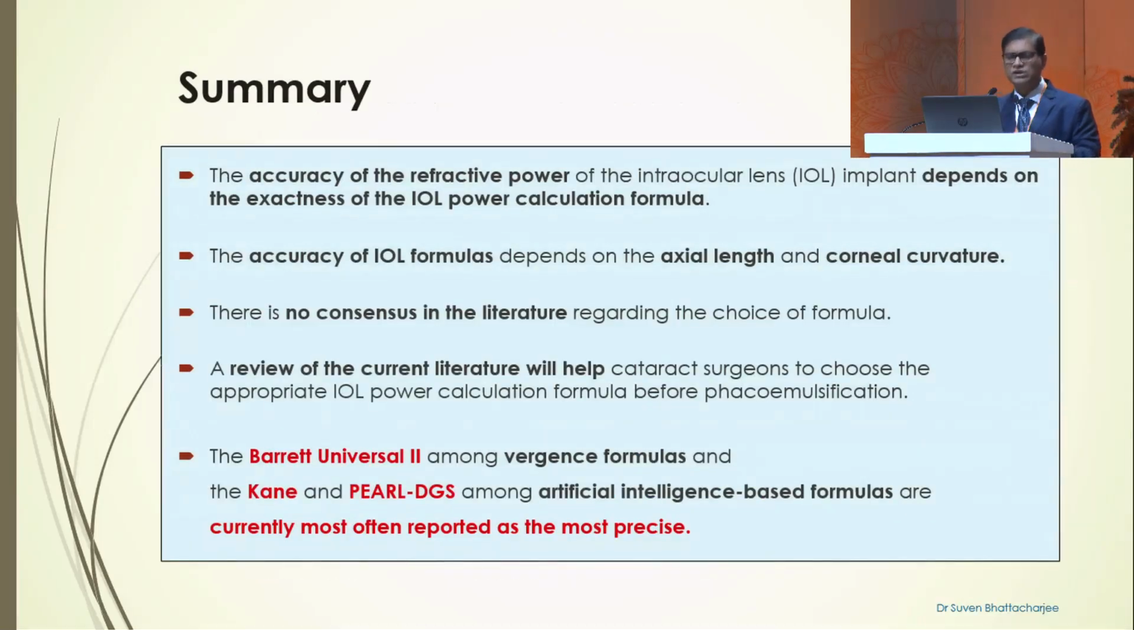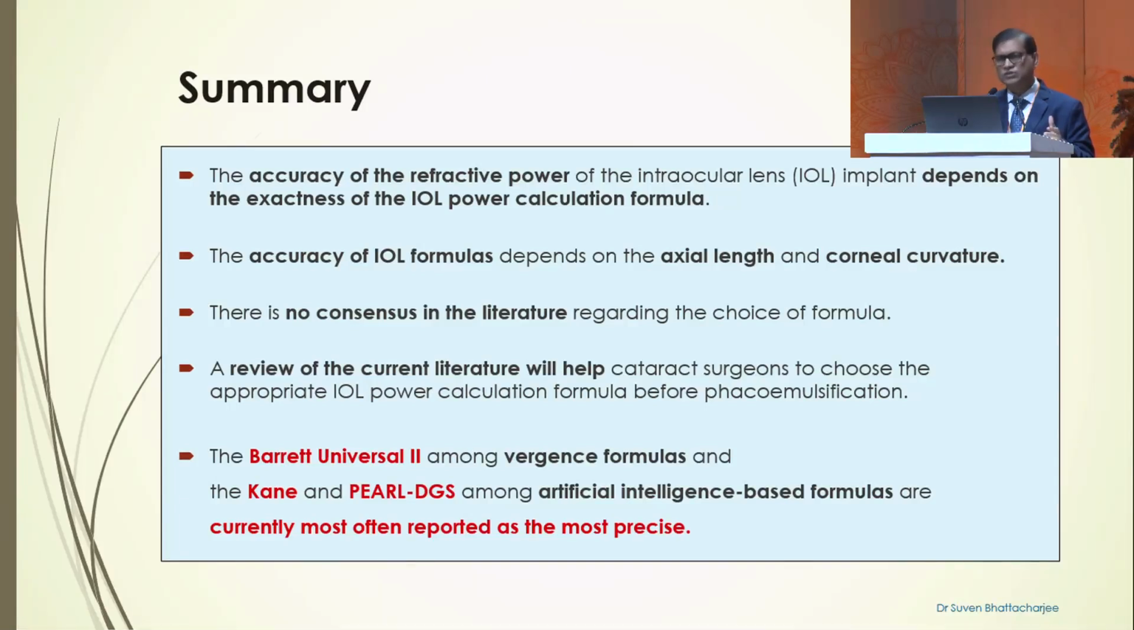Now, in summary, the accuracy of the refractive power of the intraocular lens depends on the exactness of the IOL power calculation formulae. Accuracy depends on the axial length and corneal curvature primarily, but then ELP is a huge contributing factor, which is still an enigma. There is no consensus as yet in literature, and we have surprises every day with every formula. So a review of current literature is an evolving process, a dynamic process, and we need to evolve along with the formulae.